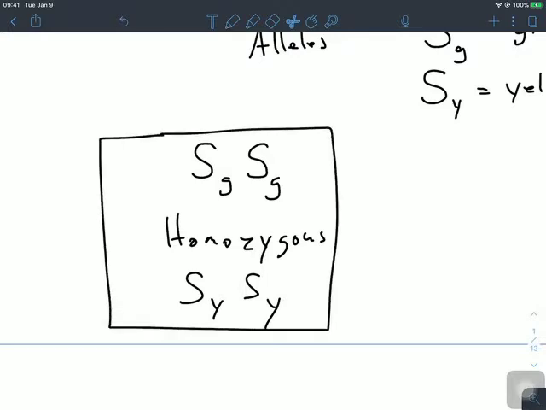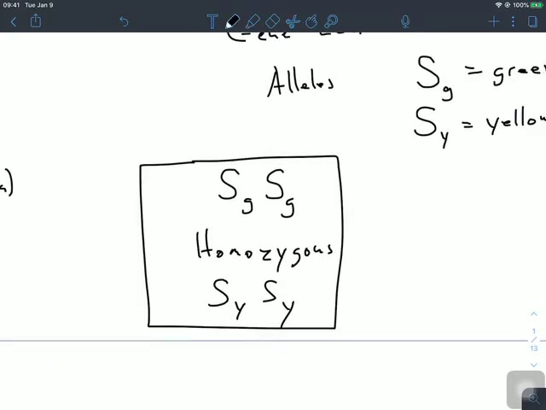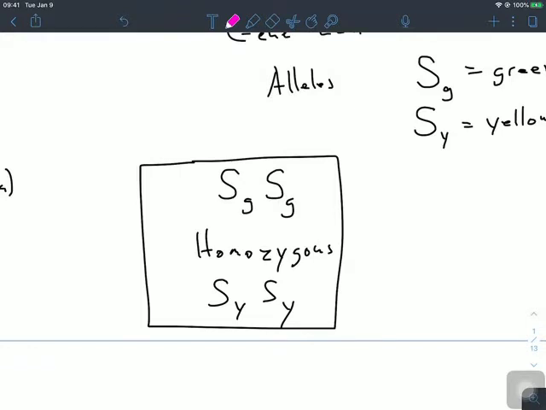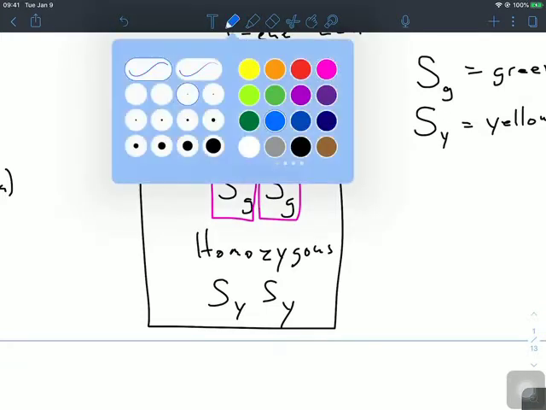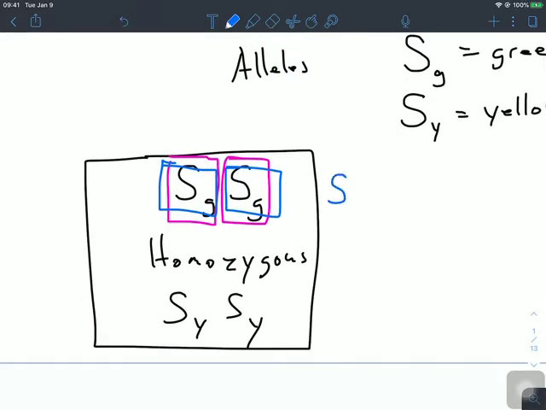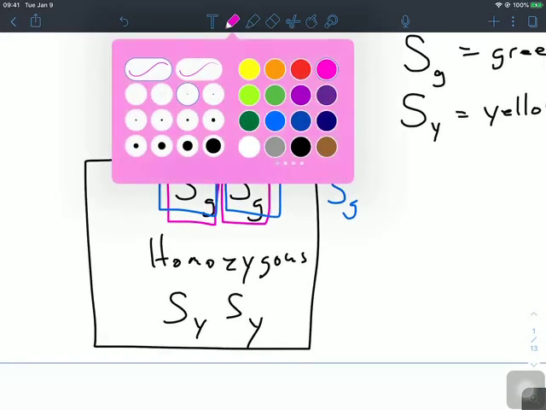because the egg will get to pick one of these two alleles, either an SG or an SG. The sperm will be made from one of these two alleles, an SG or an SG, and therefore the only possible combination is an SG SG.